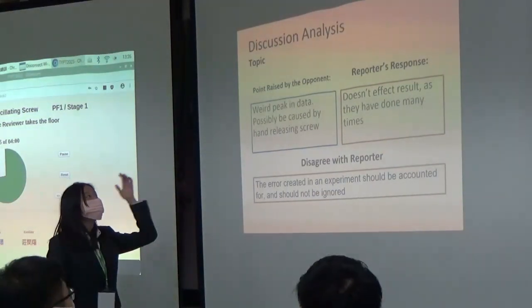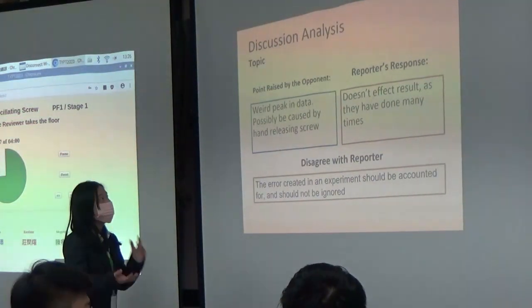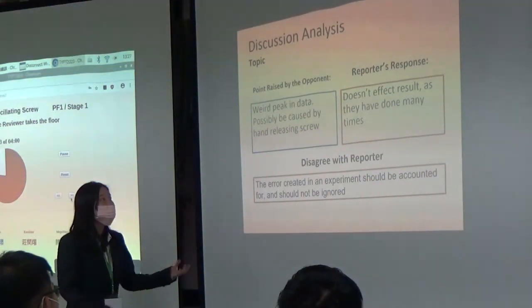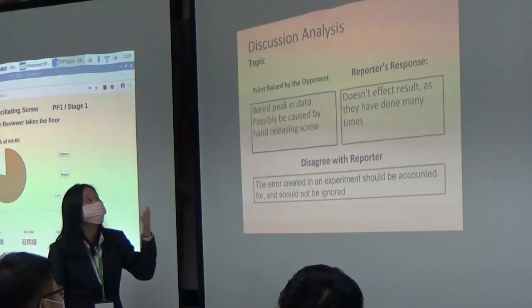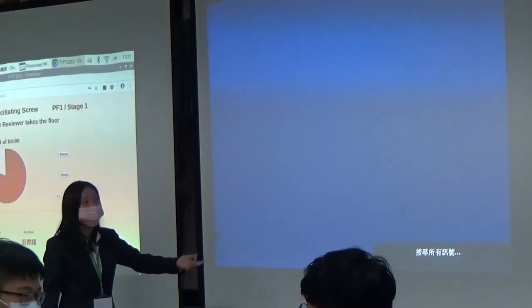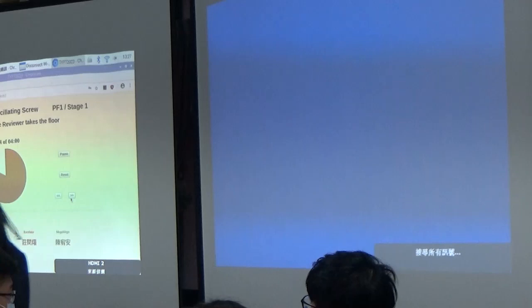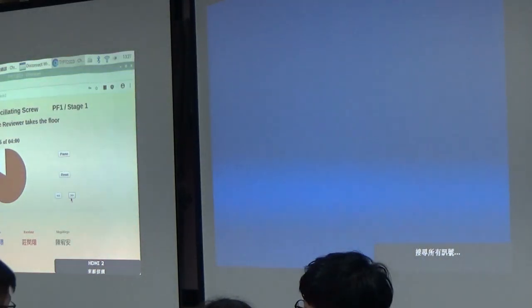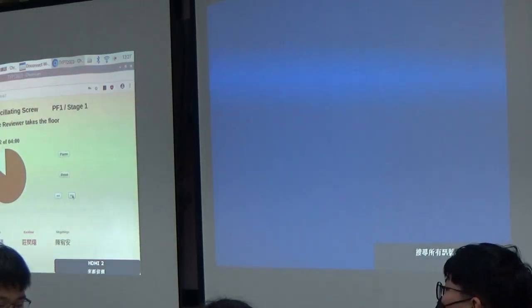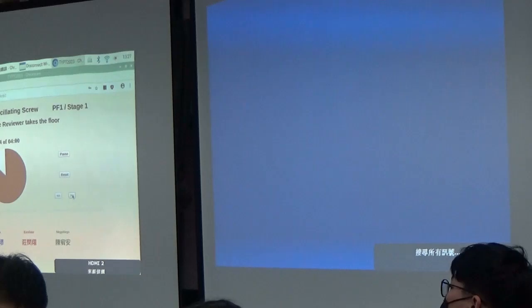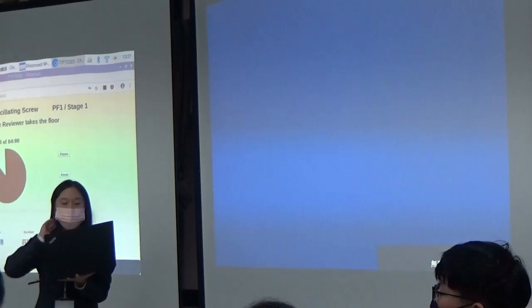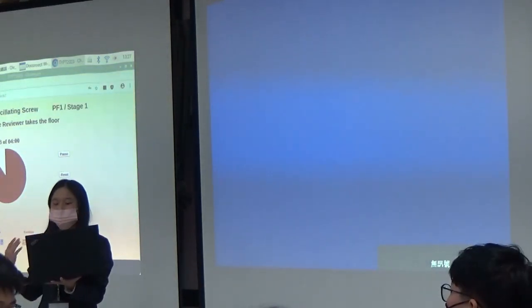Next, about the discussion analysis. The opponent asked a question that there's a weird peak in the data, and it can possibly be caused by hand-releasing the screw. The reporter said that it doesn't affect the result, as they have done it many times. But we disagree with the reporter because there's error created in the experiment, which should be accounted for and not ignored.